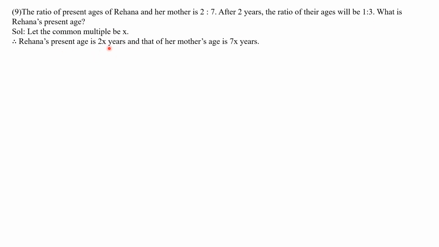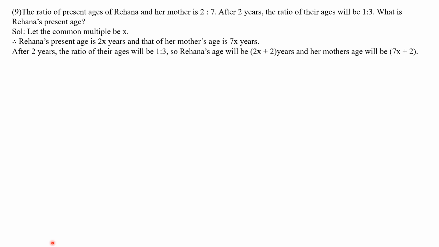Now, after 2 years, Rehana's age will also increase and her mother's age will also increase. So Rehana's age will become 2x plus 2 years and her mother's age will become 7x plus 2 years. Now, according to the condition, after 2 years their ages ratio is 1:3. So we'll apply the given condition: 2x plus 2 upon 7x plus 2 is equal to 1 upon 3. Clear? So we'll cross multiply and solve this.